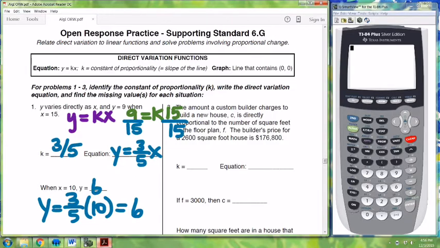Okay, so anytime you see that y varies directly as x, that means it's a direct proportion, and so you're always going to use the equation y equals kx. Plug in the information that they gave you into that equation, solve for the k value, then you can write the equation. Okay, you should be able to solve for anything that they give you once you have that equation.